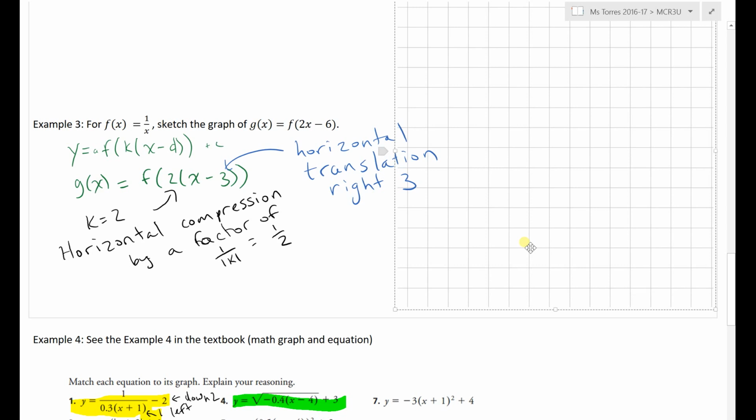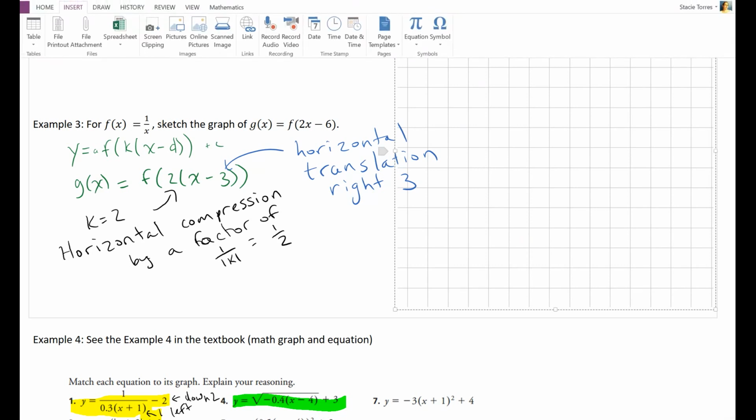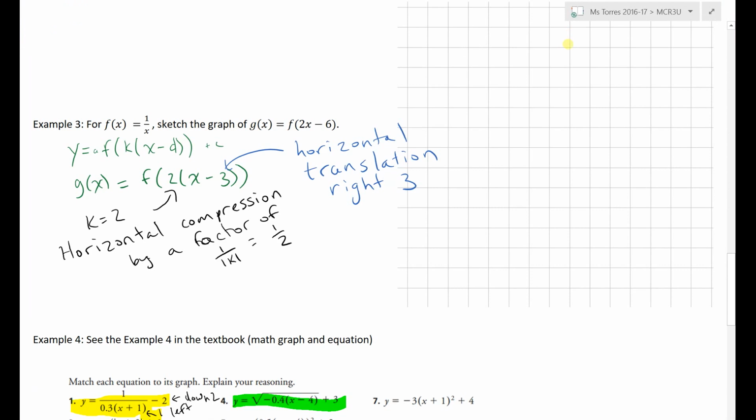Okay, so now that we have graph paper set up, we have to do reflections, stretches, then translations. Or for stretches, you can also do compressions. That's the order we have to do transformations in to make sure that everything works out.